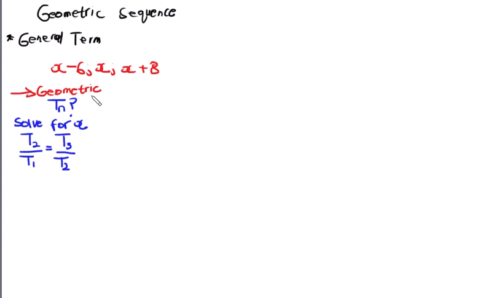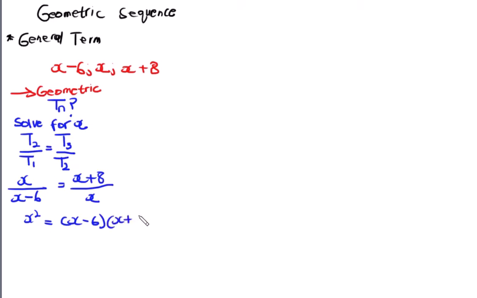The second term is x, so x divided by the first term, x minus 6, must be equal to the third term, x plus 8, divided by the second term, which is x. This is the equation from which we want to solve for x. To solve this, I'm just going to cross multiply. So x squared is equal to x minus 6 multiplied by x plus 8.